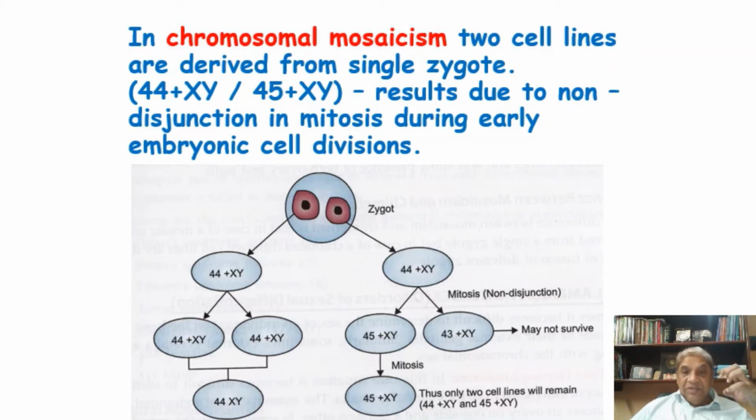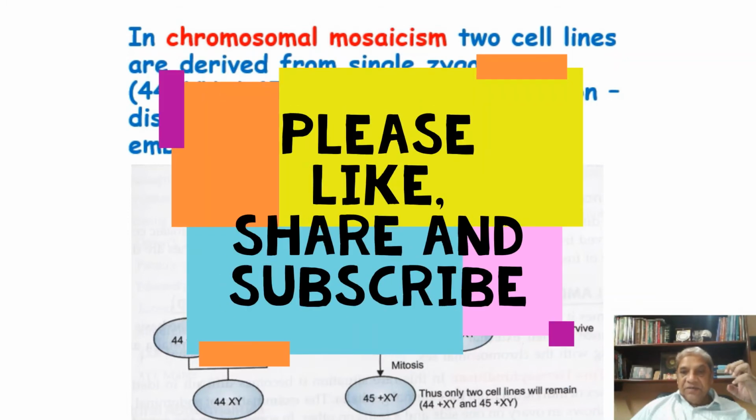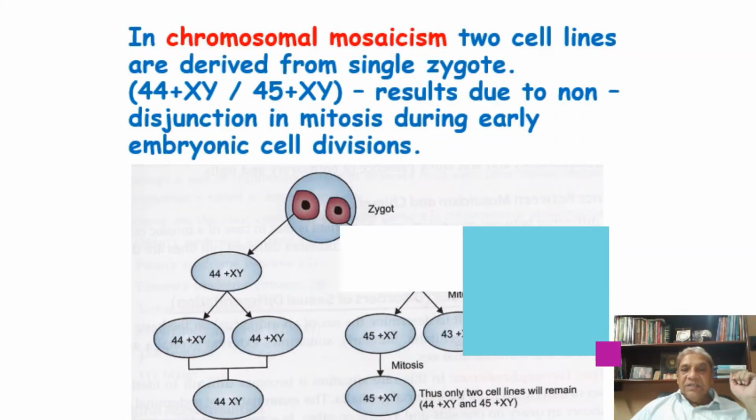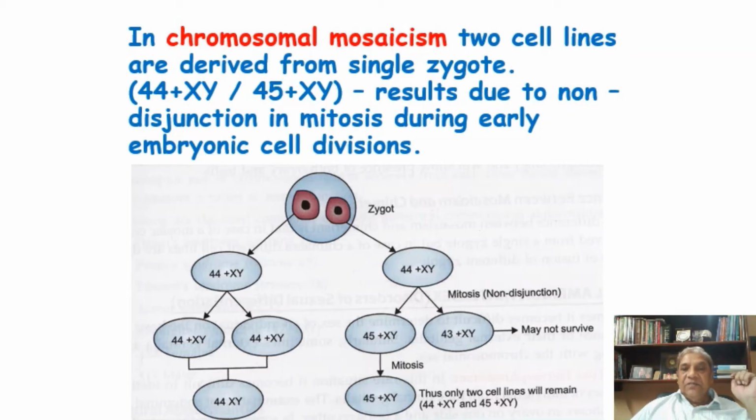Thus, in that person there will be two cell lines because of non-disjunction in early embryonic life during mitosis. Some of the cells will have 44XY and some other cells will have 45XY. So this is a mixture of two different chromosomal constitutions, and this is called chromosomal mosaicism. A person who has these two cell lines will be called a mosaic. I hope you have understood what mosaicism is and who is a mosaic.